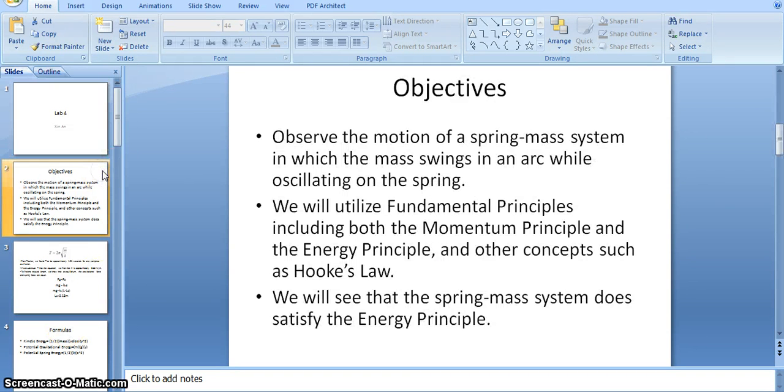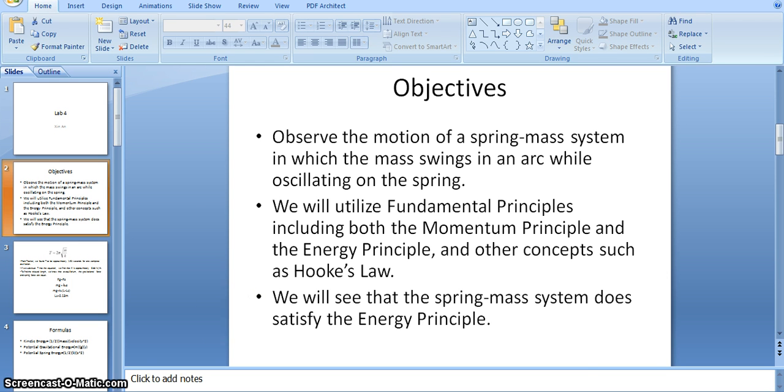Moving on to the objectives, we are observing the motion of a spring mass system in which the mass swings in an arc while oscillating on the spring. We will utilize fundamental principles including both the momentum principle and the energy principle and other concepts such as Hooke's law, and we will see that the spring mass system does satisfy the energy principle.